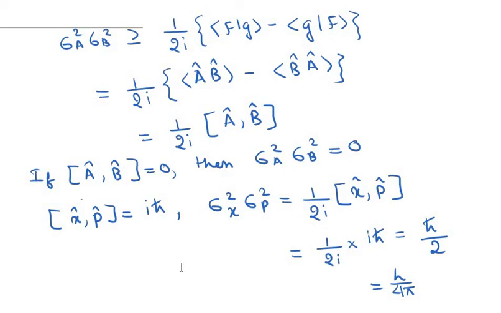I repeat again that the uncertainty as defined in quantum mechanics is the standard deviation of the operator. This should be greater than or equal to here, not equal to. So we arrive at this point that sigma x square sigma p square is greater than or equal to h cut by 2.